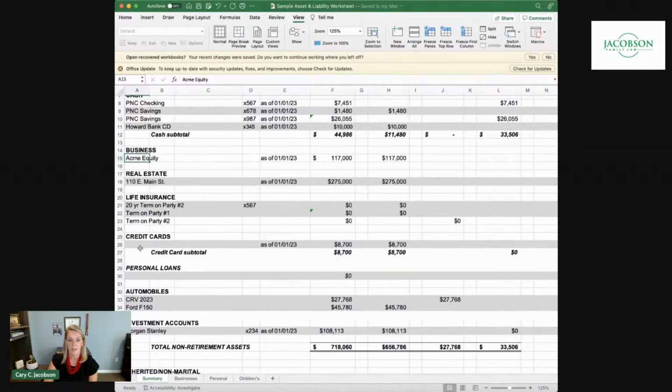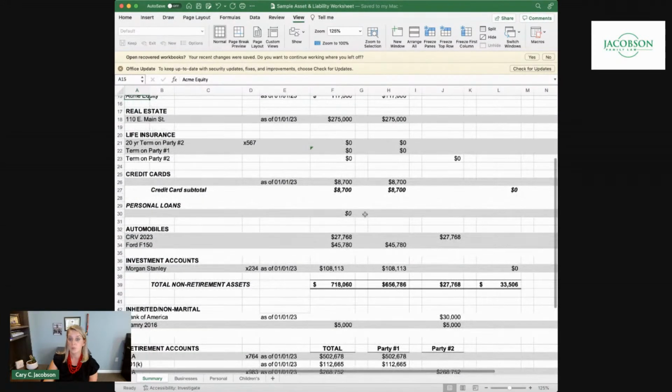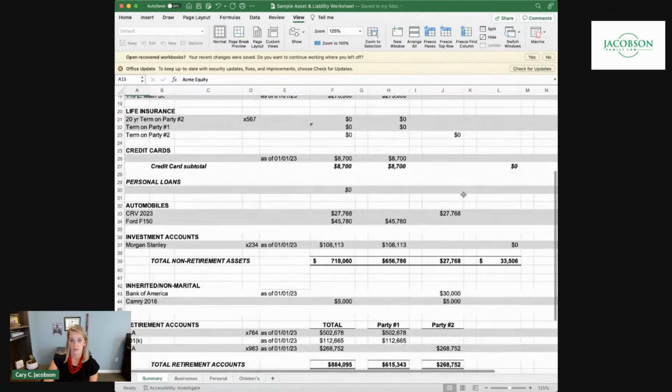Additionally, we indicate that there are credit cards in party one's name. So they have $8,700 of debt in their name. And again, this is just a placeholder to determine how these individuals are going to handle that debt, whether party one's going to be responsible for that. Maybe that was used by the family for family expenses, and the parties agree that they're going to split that, but it is a debt to be discussed. These individuals do not have any personal loans, so there's nothing there.